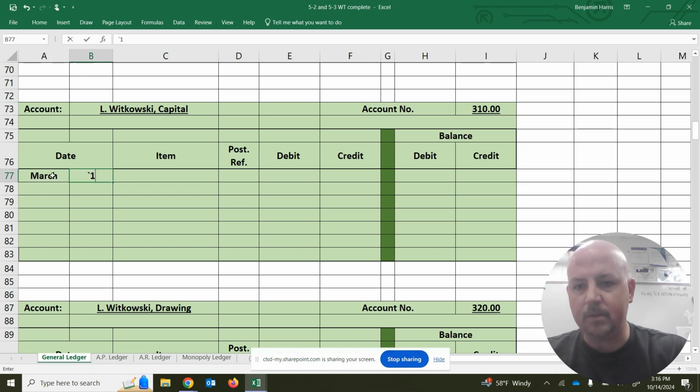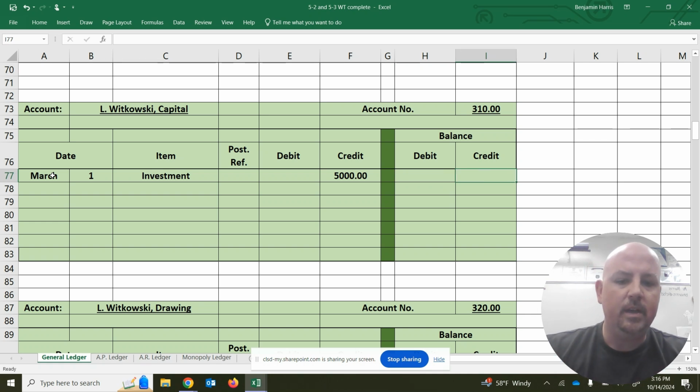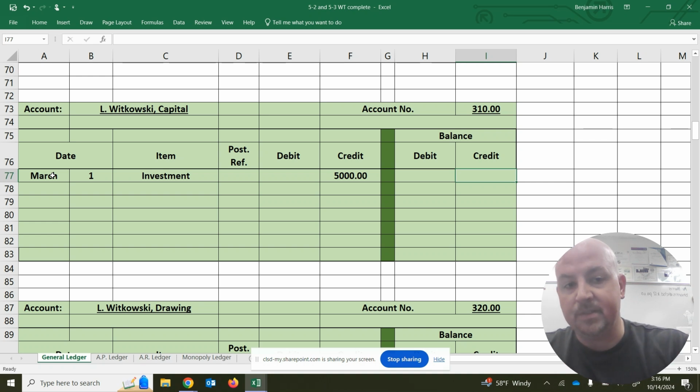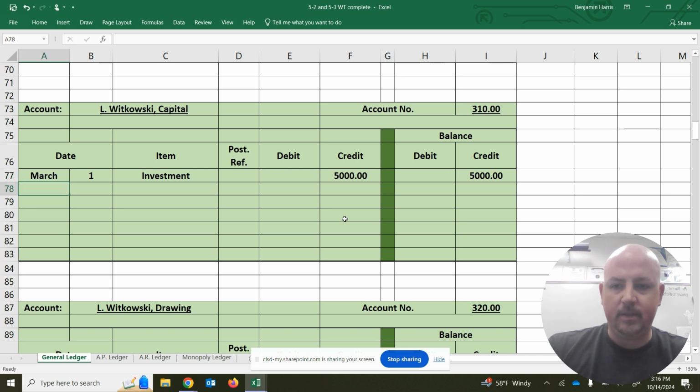If I can spell, that'd be good. Under item, I'm just going to write investment. Don't worry about posting reference for right now. And the amount was $5,000. Now, we're going to assume that there was no balance prior. So we're going to assume the balance before this was $0. And we have this credit of $5,000 coming in, which is going to give us a credit balance of $5,000. Okay. And that one is good.